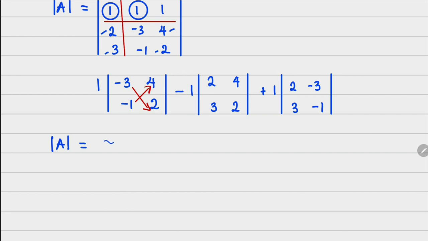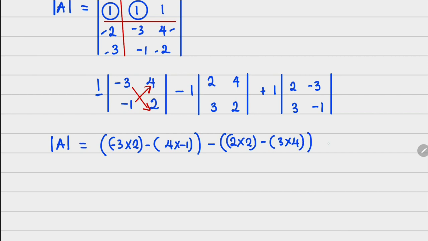So what you are going to have now will be, instead of writing this one, there is no need again. Okay, I'm going to have it this way. So I have minus 3 times 2, then minus into 4 times minus 1. This is what you're going to have. Then minus into, we have 2 times 2, then we have minus into 3 times 4, right? We have the bracket, then plus, we have 2 times minus 1, then minus into 3 times minus 3. You cover the bracket.